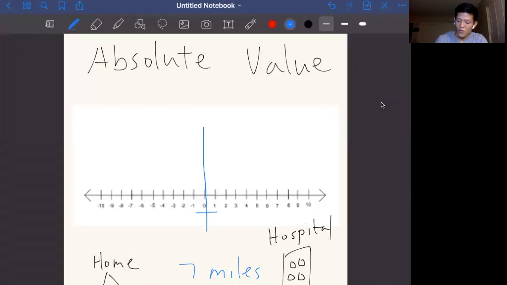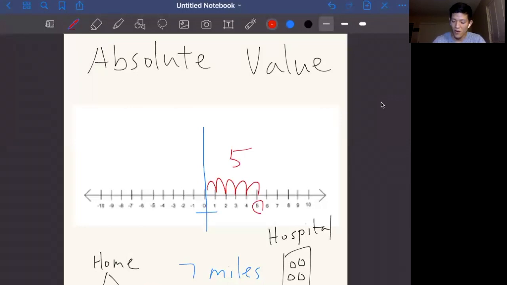So I might ask you, absolute value of 5 is what? Well, 5 is right here. And so what's the distance from 5 to 0? Well, we can count 1, 2, 3, 4, 5. So then there are 5 spaces in between, so absolute value of 5 is 5, the distance between 5 and 0.